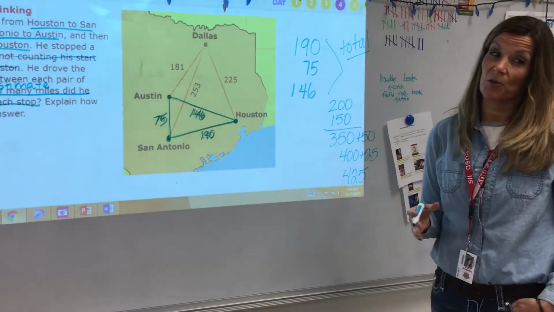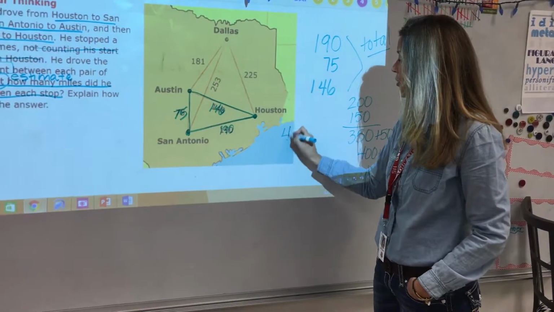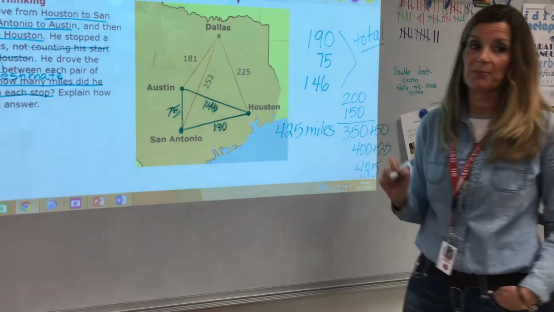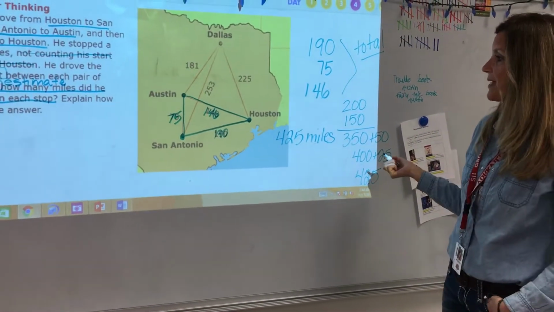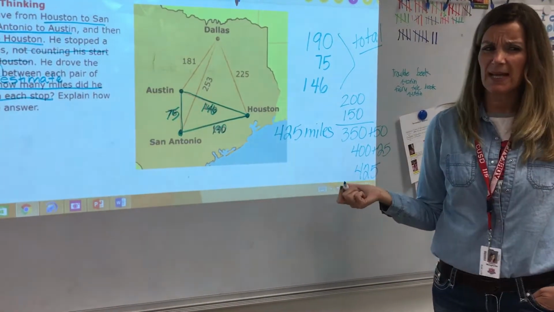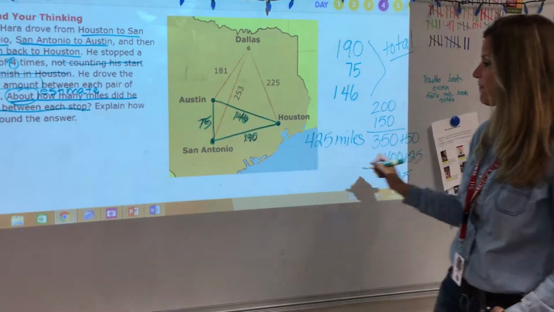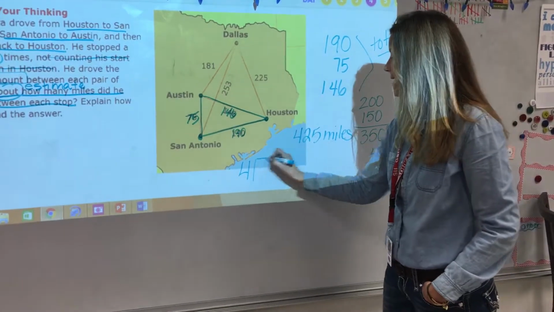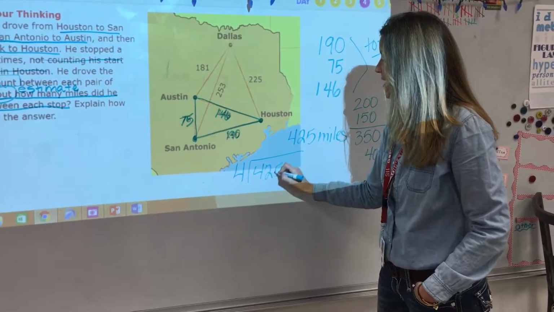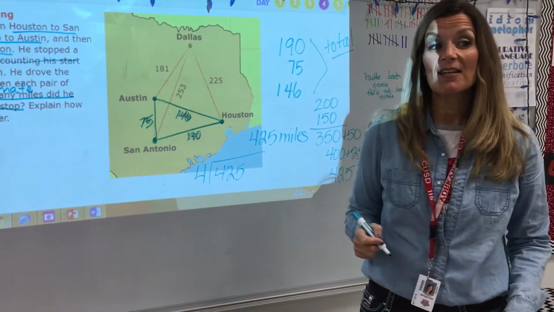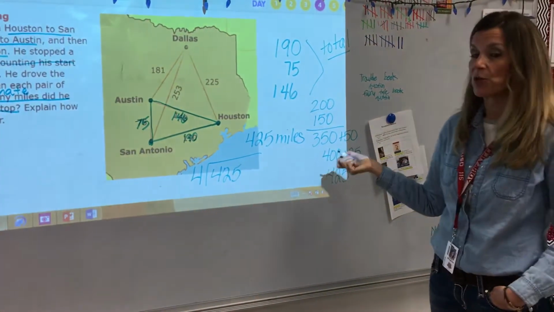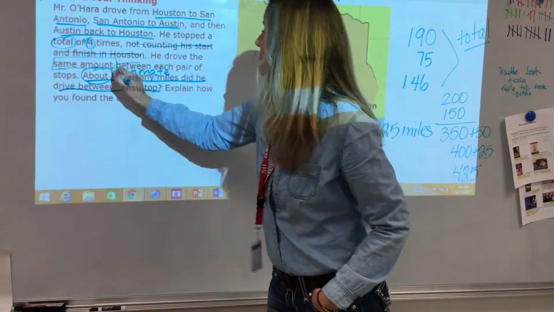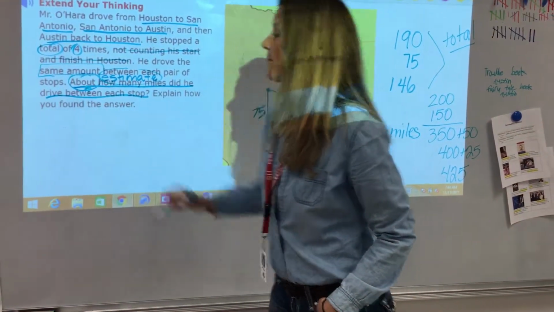I want you to think of another way you could do this also. So he drove a total of 425 miles. Make sure you know what that 425 represents. Make sure you know that it's 425 miles. How many stops did he have to make? You're right, he had to make 4 stops. So if he had to make 4 stops and he went 425 miles, if we actually did the division, you could actually do your partial quotient and figure it out. However, we are estimating. We're finding out about how many miles.